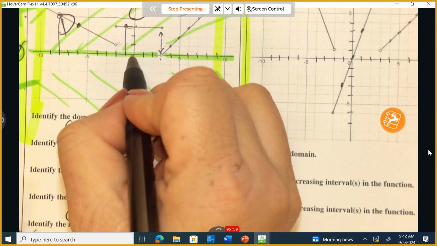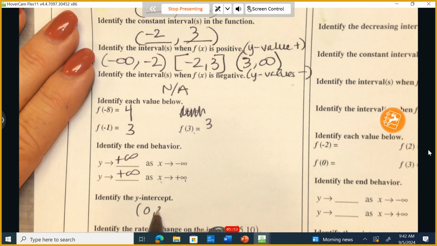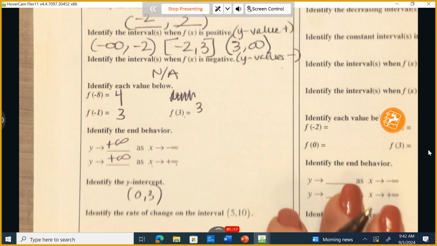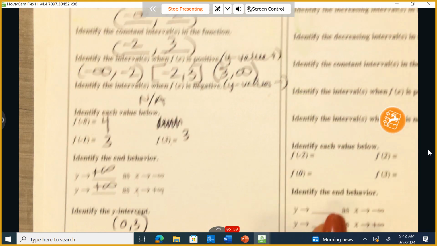Okay, the y-intercept here is 0, 3. Now the rate of change. I would like you and your partner to do it graphically or algebraically, whatever is easier for both of you. Go ahead.